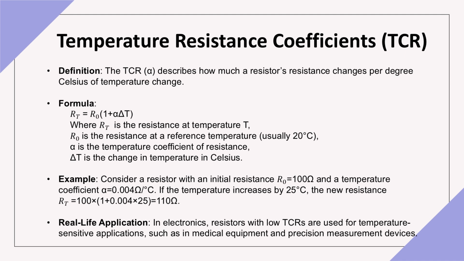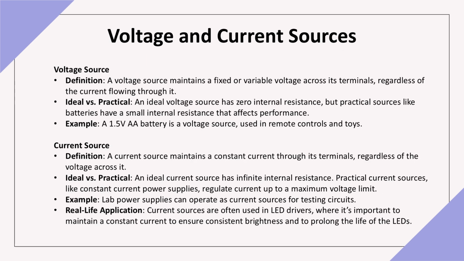This understanding is crucial for designing temperature-sensitive equipment. In DC circuits, we work with two types of sources. Voltage sources maintain a constant voltage regardless of current draw. Think of a battery. Current sources, conversely, maintain steady current regardless of voltage, like LED drivers. While ideal voltage sources have zero internal resistance and ideal current sources have infinite resistance, real-world sources have limitations. Understanding these characteristics is crucial for proper circuit design.